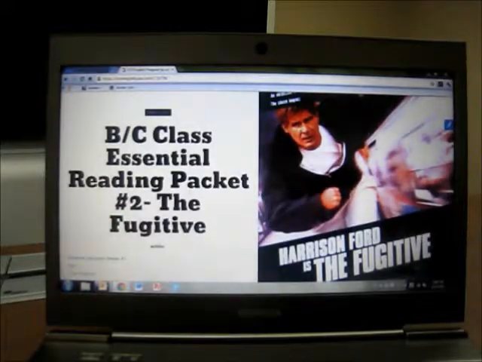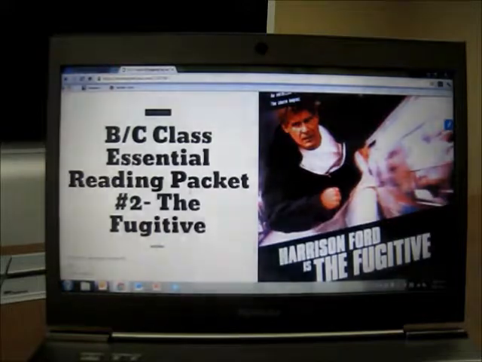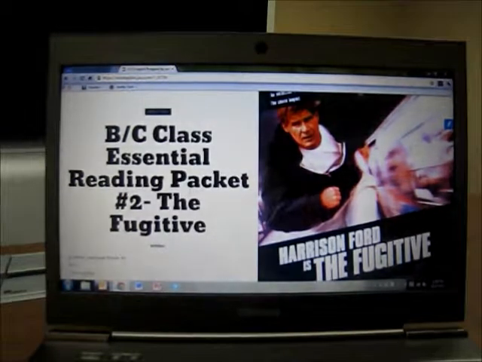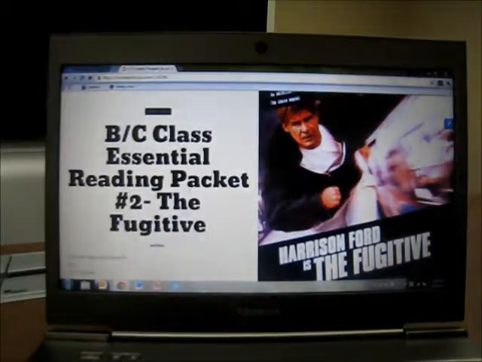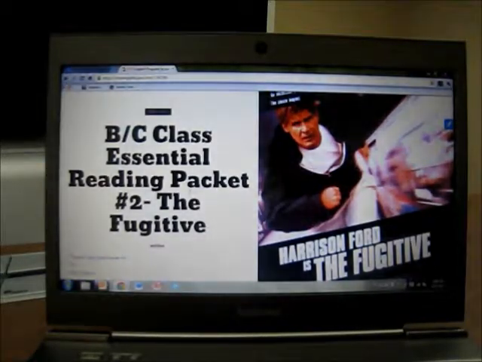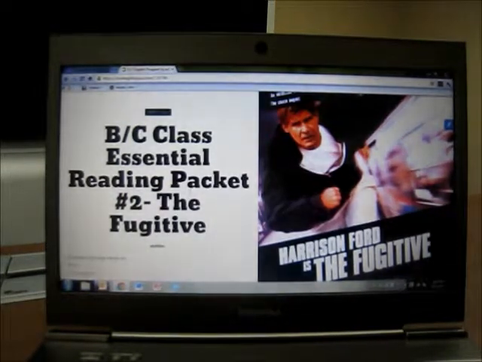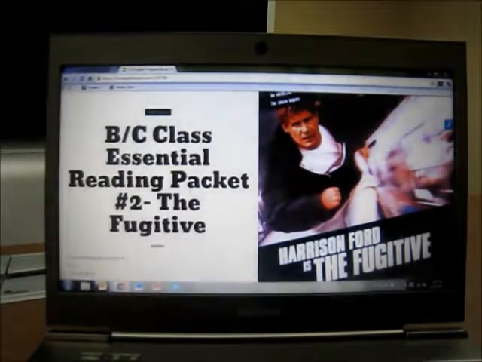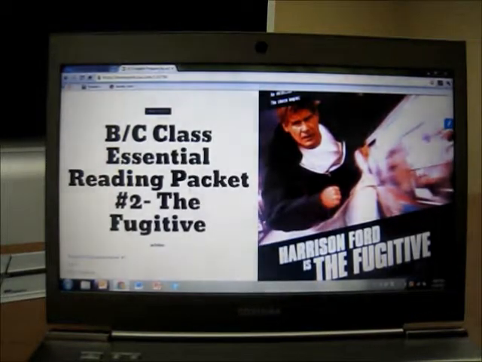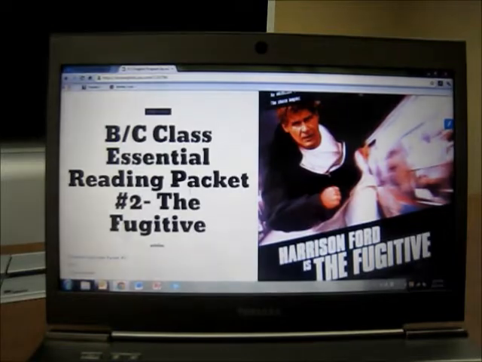Major Characters. Dr. Richard Kimball, a prominent vascular surgeon who is accused, tried, and convicted of the murder of his wife. A vascular surgeon operates on veins. Helen Kimball, Richard's wife, who is murdered by an intruder who enters the Kimball house.